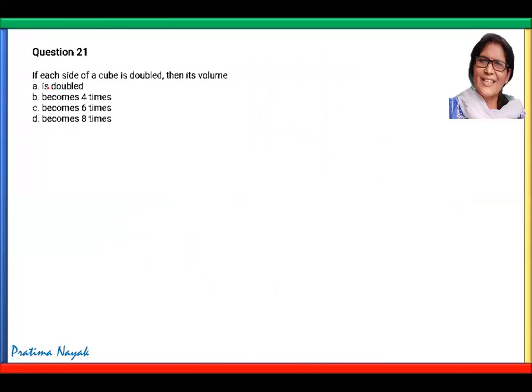Question number 21. If each side of a cube is doubled, then what happens to the volume? It becomes 4 times, 6 times, 8 times. This was the cube. Now the side is doubled. So previously it was a, now it is converted to twice a. Then what will be the change in the volume? So what was the volume? Volume was a cube.